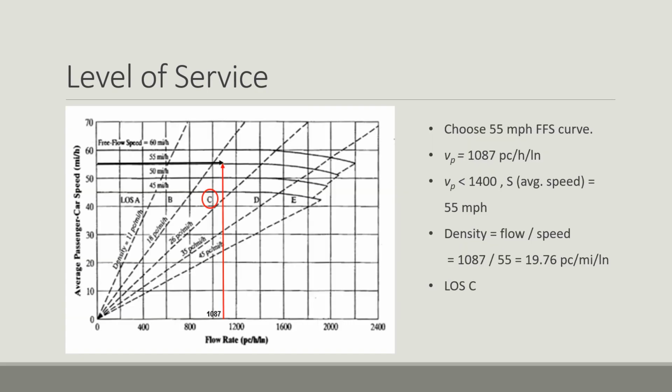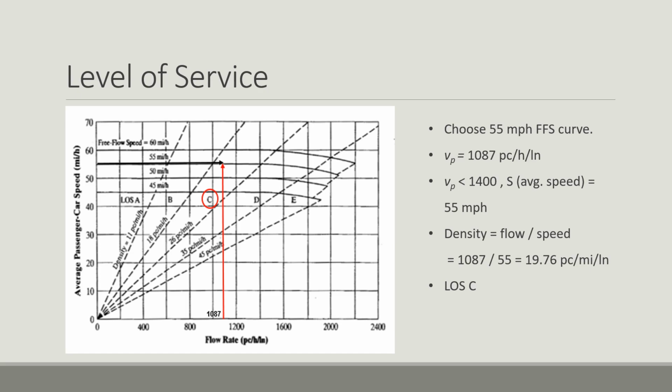Here also we used the speed flow curve for multi-lane highways. We used the 55 miles per hour free flow speed curve, and we drew a line from the flow value, which is 1087, until it intersects with the 55 miles per hour curve. As shown in the figure, the level of service here is C.